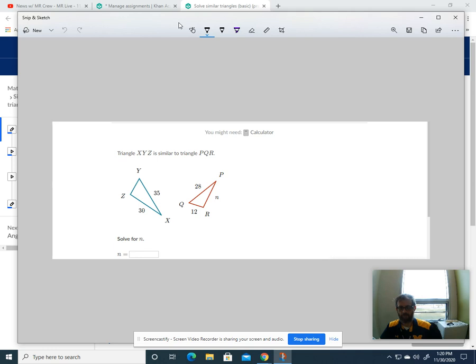So if you're talking about proportion, what you're going to say is N over, and that's because it's across from Q, 30 equals. Now, R is across from the 28, and Z is across from the 35. Now, the big thing is keep the triangles in the same place. So little triangle is on top. So over here, we're going to put 28. And then here, the Z is over the 35.